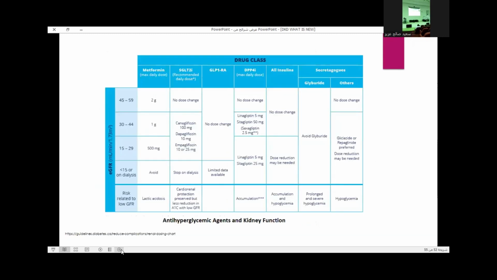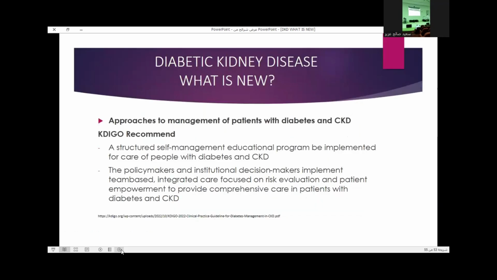Here is a nice table that showed the different dosage of the oral hypoglycemic agents and insulin with the different GFR, where we can see linagliptin is the only oral medication you can still use while the patient is on dialysis without adjustment for the dose. And the sitagliptin, we need to adjust the dose even to be used on dialysis. Insulin, usually we do not adjust the dose based on the GFR, but we adjust the dose based on the reading of the blood sugar.